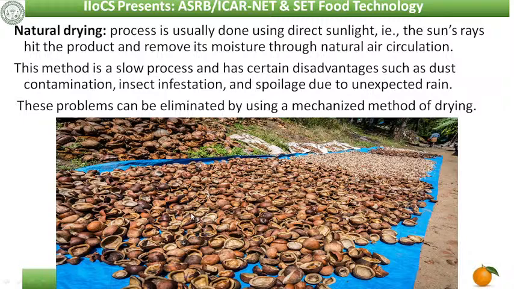Natural drying is the process that is usually done using direct sunlight, that is, sun rays heat the product and remove its moisture through natural air circulation. But this method is a very slow process and also has disadvantages, such as dust contamination and insects. Here you can see other trees and all, so insect infestation may occur, and spoilage due to unexpected rain. See, if it suddenly starts raining, it will become spoiled.